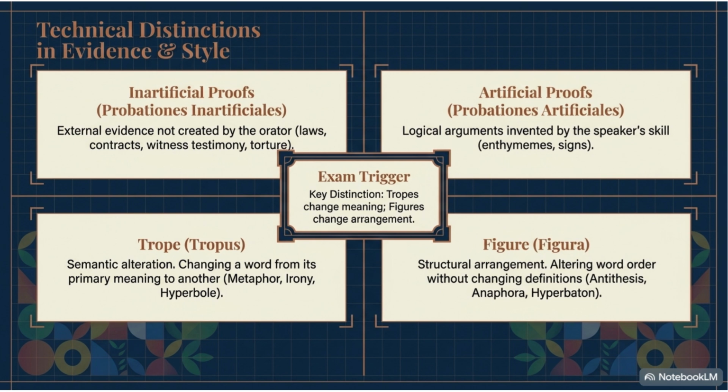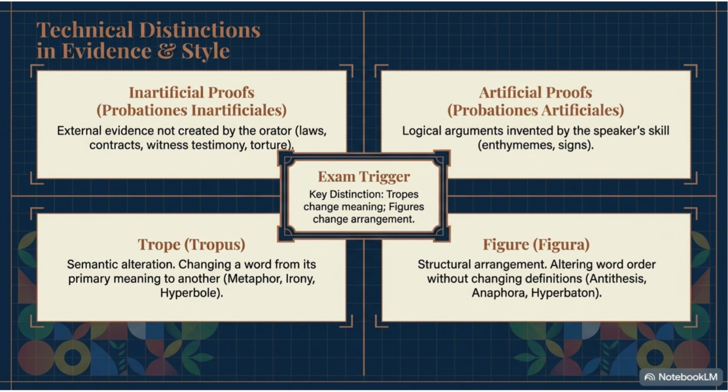Think of cooking. Imagine your mother gives you vegetables that are already available in the kitchen. You did not grow the vegetables. You simply use them while cooking. Similarly, the orator uses evidence that already exists. That is why these are called inartificial proofs.